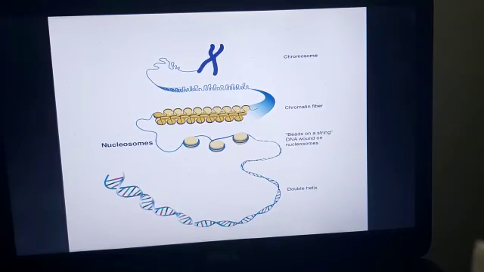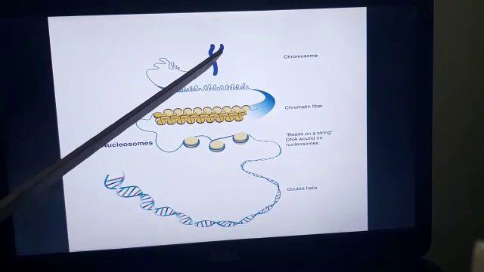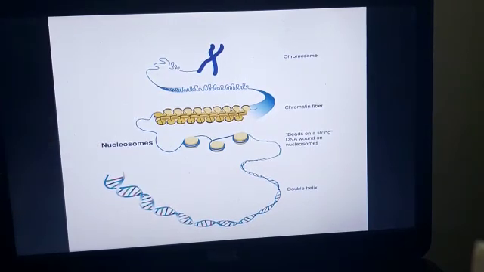Each chromosome in its condensed form, as visible during the start of cell division, consists of 2 sister chromatids. So here these are 2 sister chromatids which are held together with the help of the centromere. So this point of attachment of 2 sister chromatids is called the centromere.